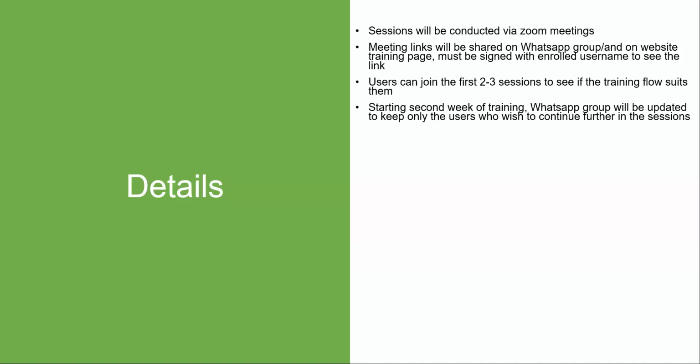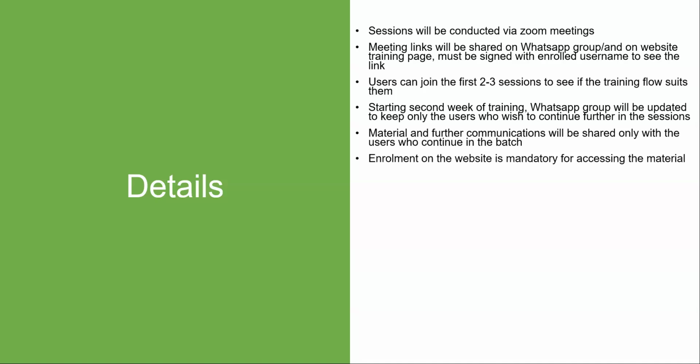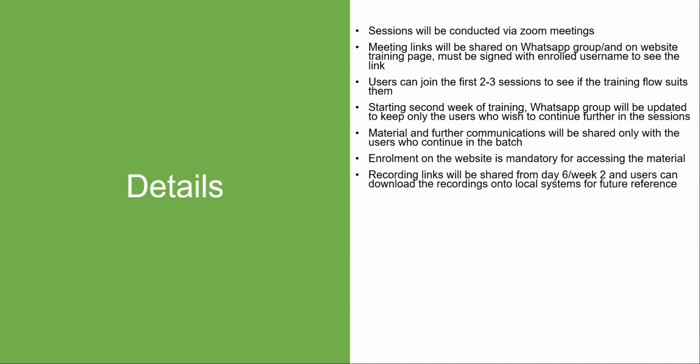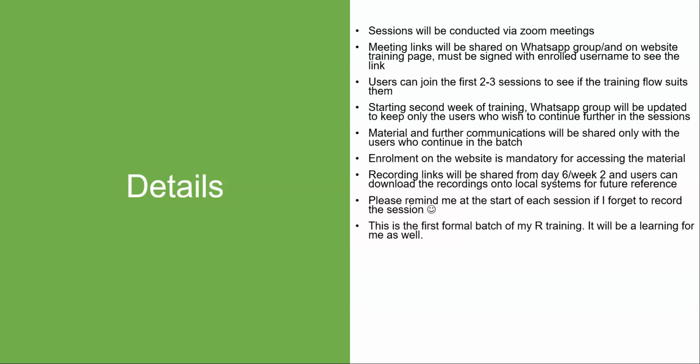Starting from the second week of the training, the WhatsApp group will be updated to keep only the users who wish to continue further in the sessions. Material and further communications will be shared only with the users who continue in the batch. Enrollment on the website is mandatory for accessing the training material. Recording links will be shared from day 6 or week 2, and users can download the recordings onto their local system for future reference. Please remind me at the start of each session if I forget to record the session.